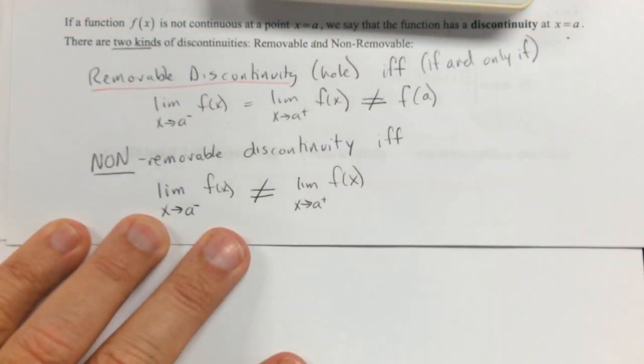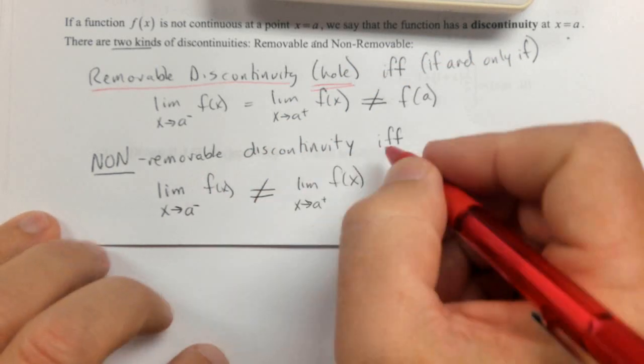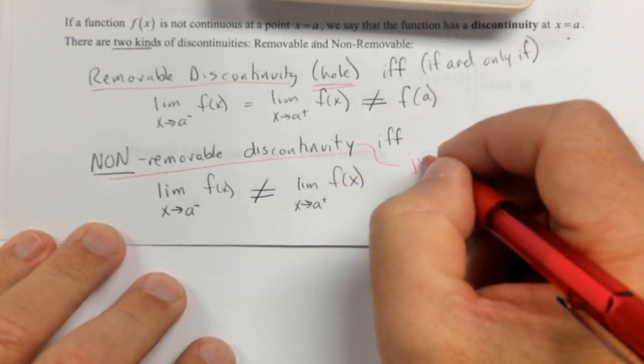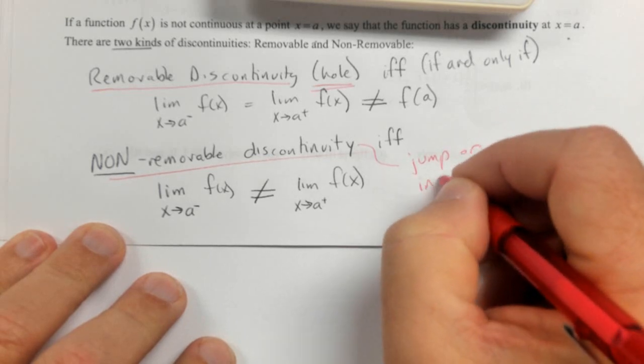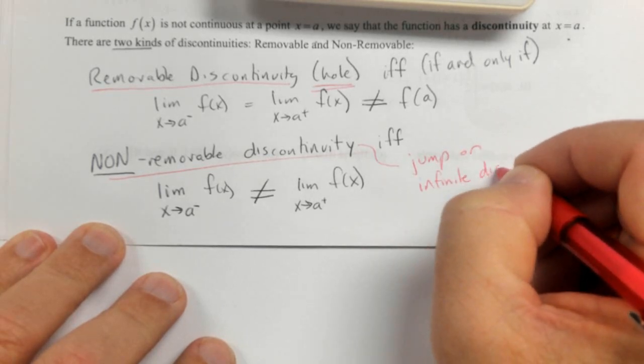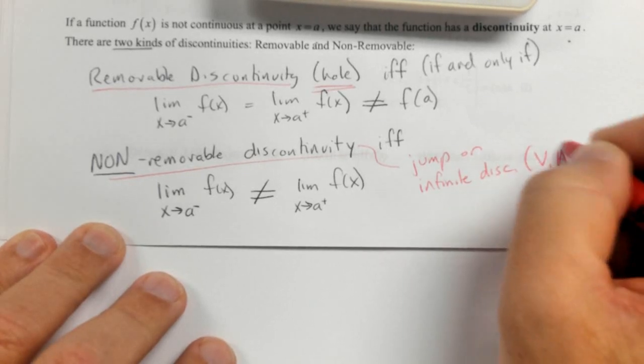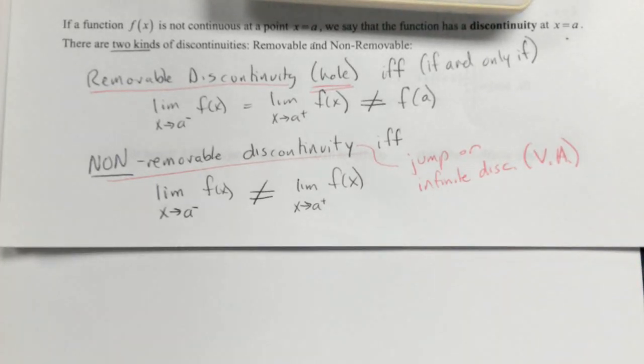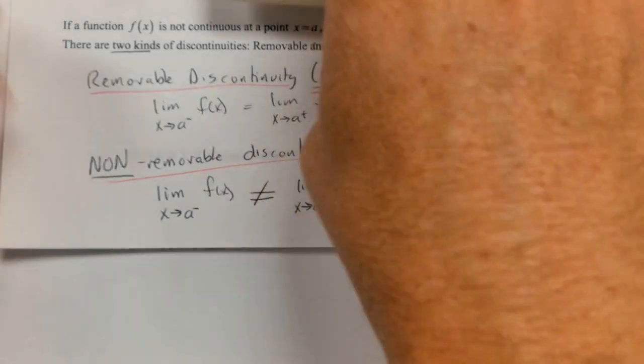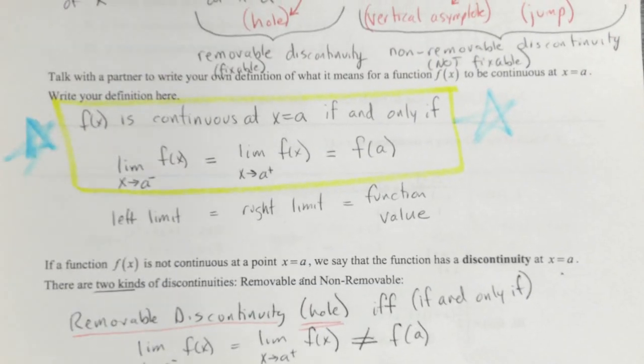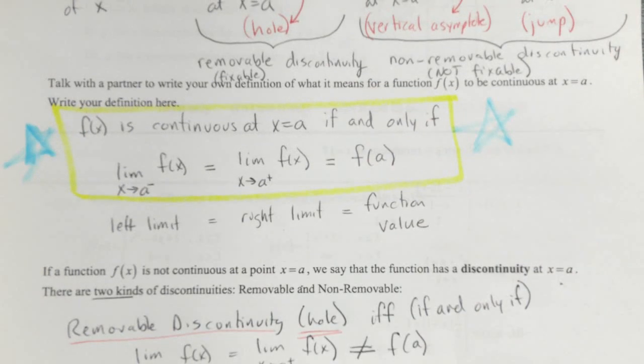Maybe say the same thing we did earlier. The removable is a hole. The non-removable is a jump or an infinite discontinuity, which is the same thing as a vertical asymptote. That's a heavy vocabulary day. And you kind of know all the words, just put them together different ways. Okay, but the most important thing on that page, because a lot of it makes sense, but the biggest one is that formal technical definition. Left limit equals right limit equals function value. Got to know that.